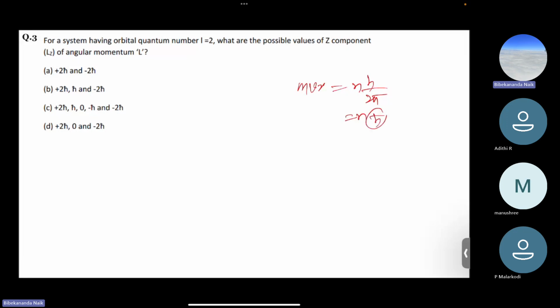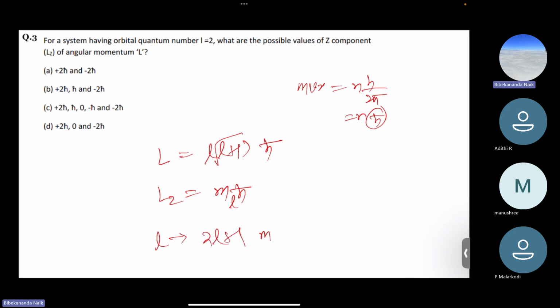So h cross is the unit of angular momentum in quantum mechanical treatment. In general, L, the total orbital angular momentum, is written as root over L into L plus 1, times h cross. And the value of Lz is given as ml h cross. And we know that corresponding to one value of l, we have 2l plus 1 ml values, is it not?